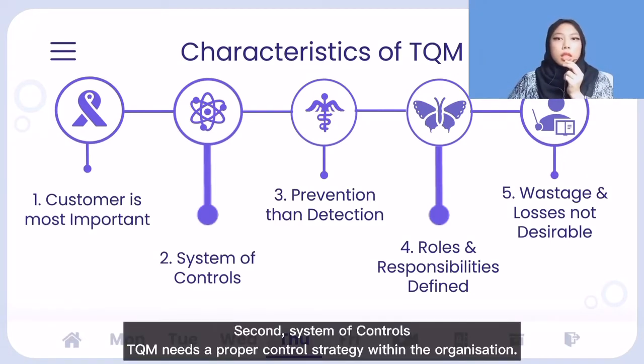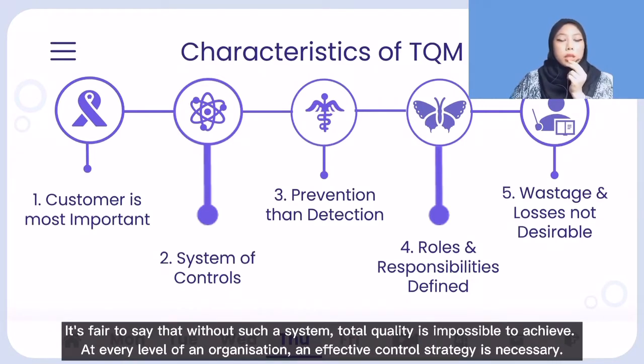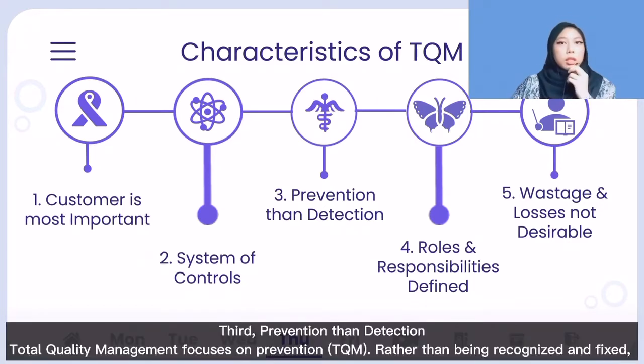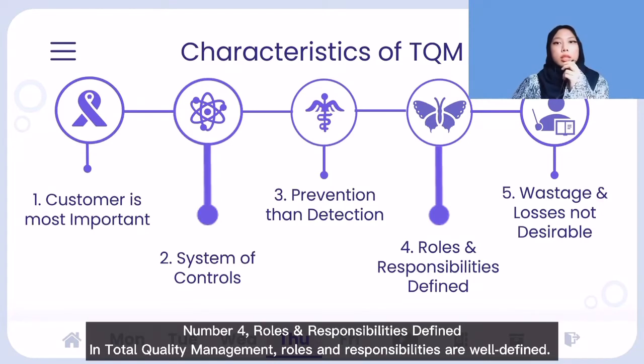Second, a system of controls. TQM needs a proper control strategy within the organization. It's fair to say that without such a system, total quality is impossible to achieve. At every level of an organization, an effective control strategy is necessary. Third, prevention rather than detection. Total quality management focuses on prevention rather than defects being recognized and fixed. Product defects should be avoided because there are several expenses involved with detection and adjustment. Organizations should avoid incurring them.